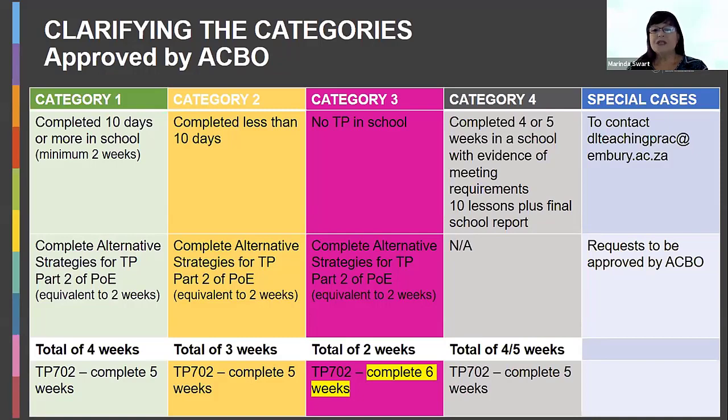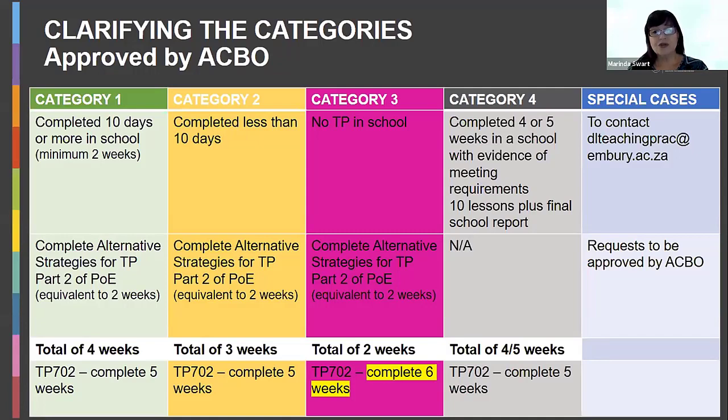Then we have category 4 students that have completed 4 weeks. They've taught 4 formal lessons, and the mentor has assessed the 4 formal lessons, and they've taught 6 informal lessons, and there's a final school report signed and stamped by the school. Now, please keep in mind, all students that have final assessment reports from the school or mentor assessment forms, for the document to be legal, it must be signed and stamped by the school.